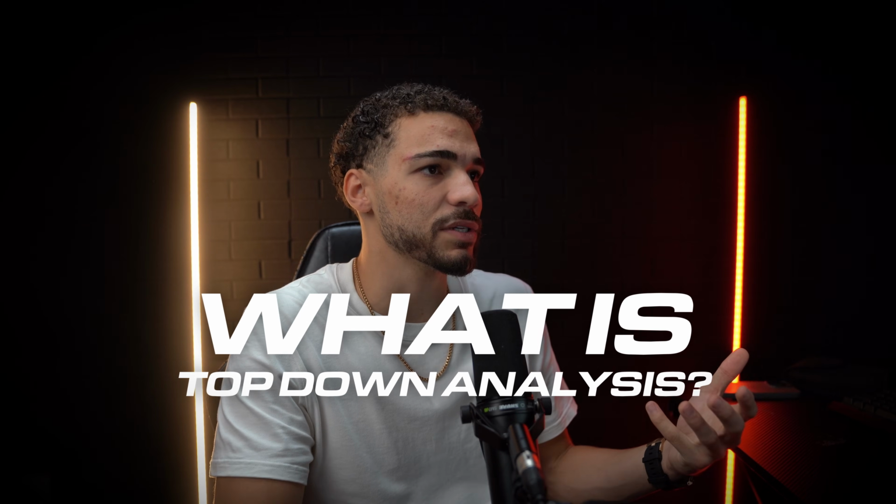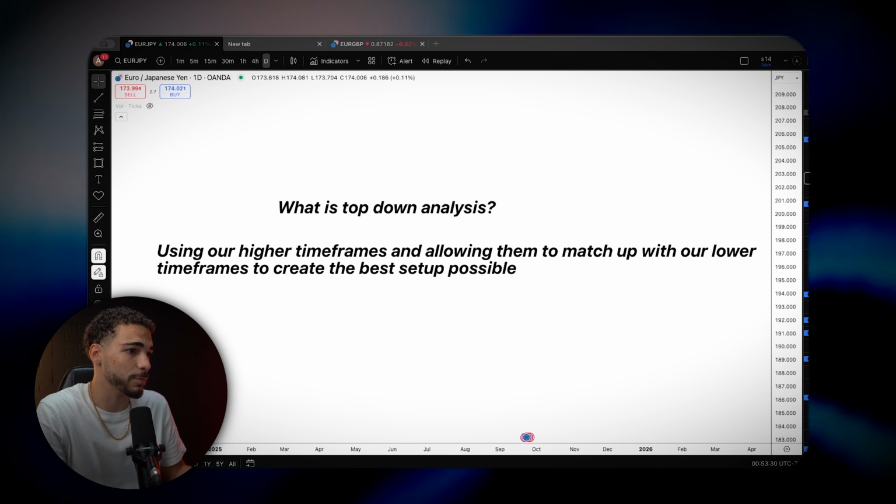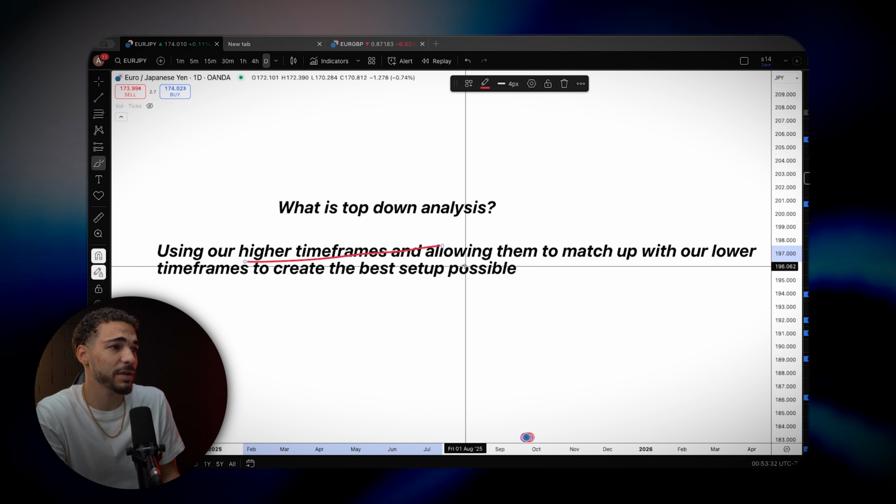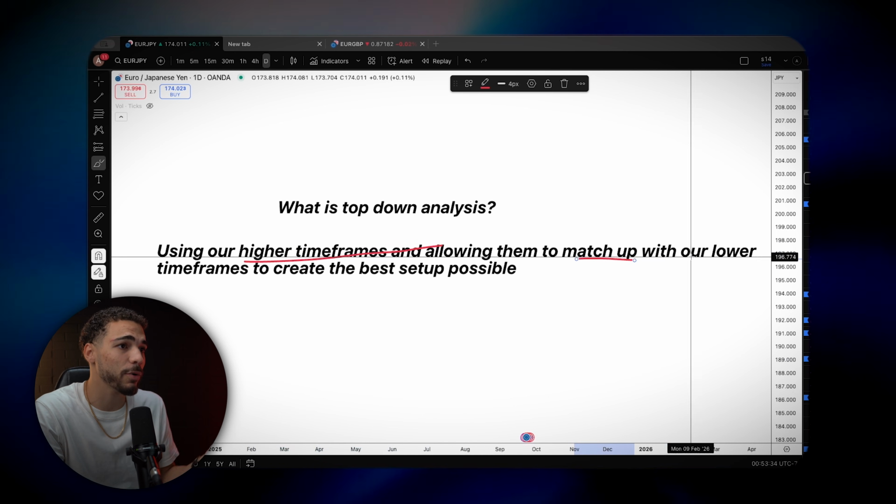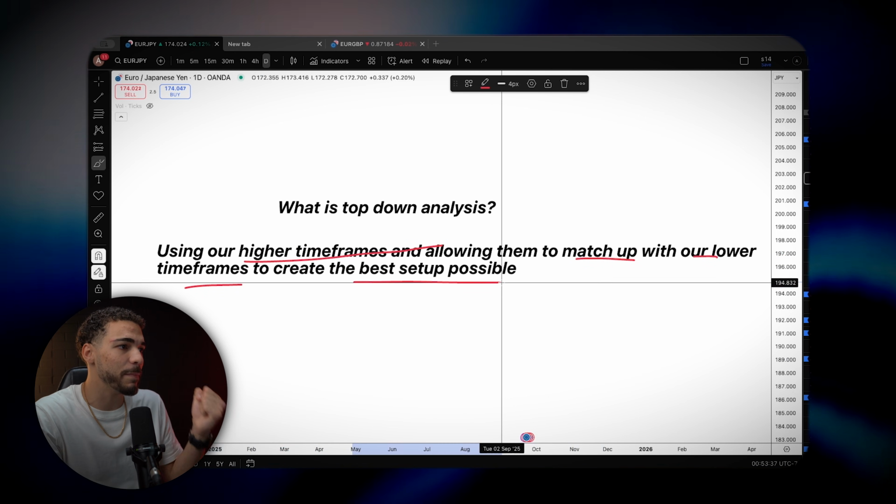So the very first thing that we have to identify is what is top-down analysis. And top-down analysis is very simple. It's going to be using our higher time frames and allowing them to match up with our lower time frames in order to create the best possible setup.